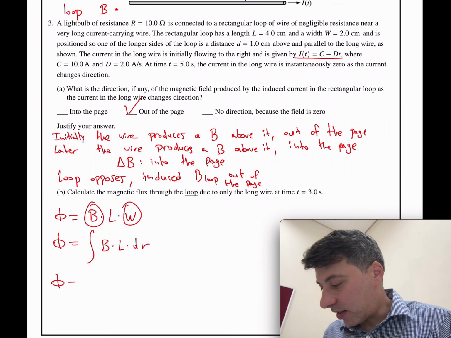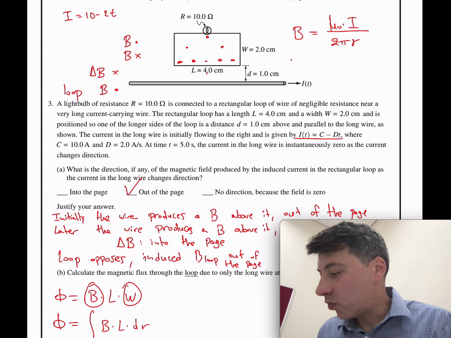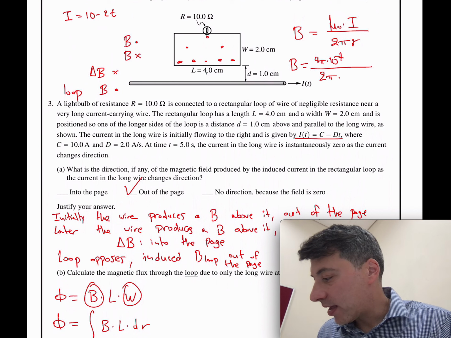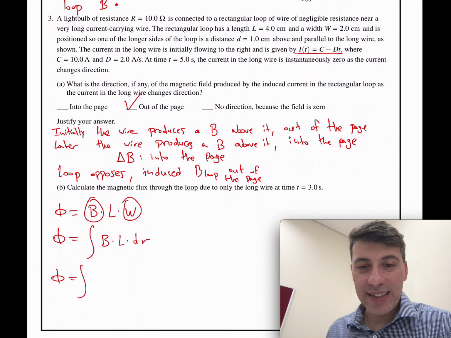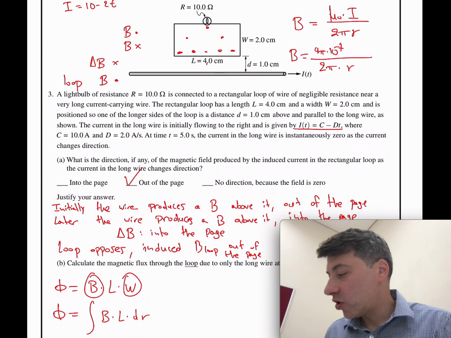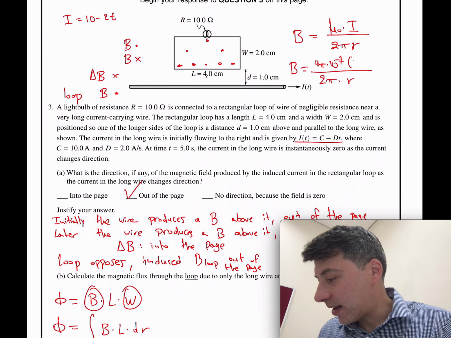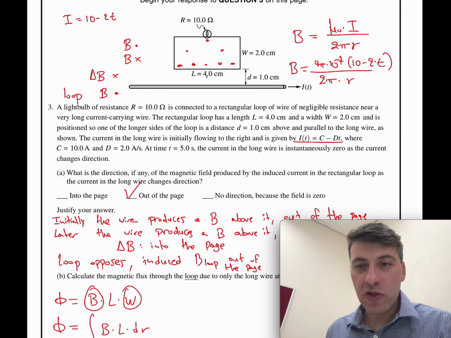So we can say that the magnetic flux is the integration. The magnetic field is mu0 times current, so we need to play a little bit with this. Mu0 is 4 pi times 10 to the power of negative 7, over 2 pi, the distance r is a variable, and we need to find the magnetic field when the time is 3 seconds, so the current is 10 minus 2 times 3. Actually, I will write it as a function of time because maybe later we will use this, but 2 times 3 is 6, 10 minus 6 is 4.